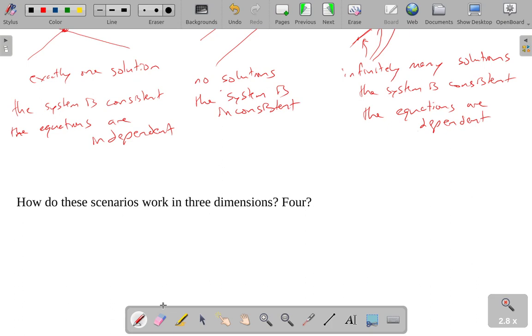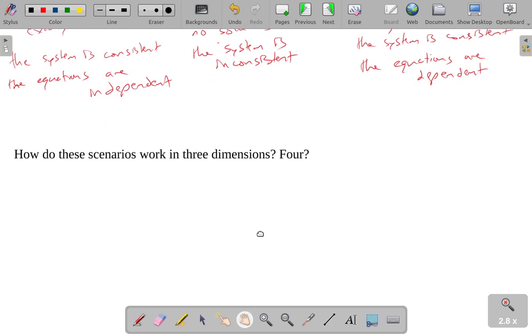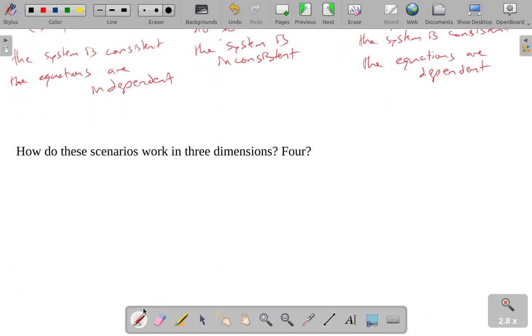How do these scenarios work in 3 dimensions or 4? This is where it becomes a little bit more tricky to draw on a surface and describe what's going on. But imagine you're sitting in a classroom. I'm usually doing this in a classroom.